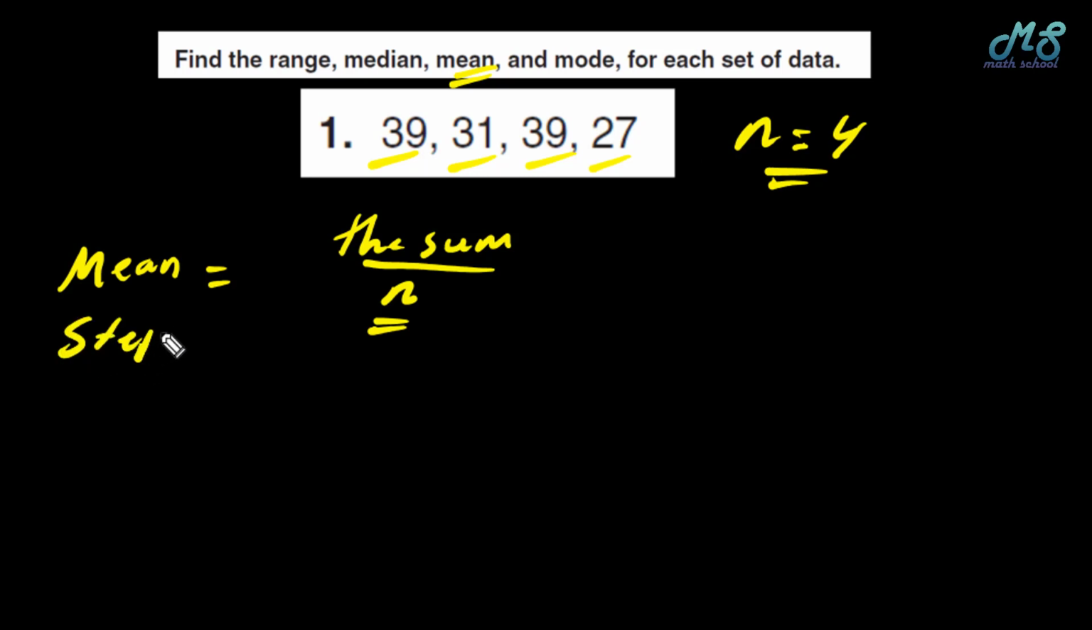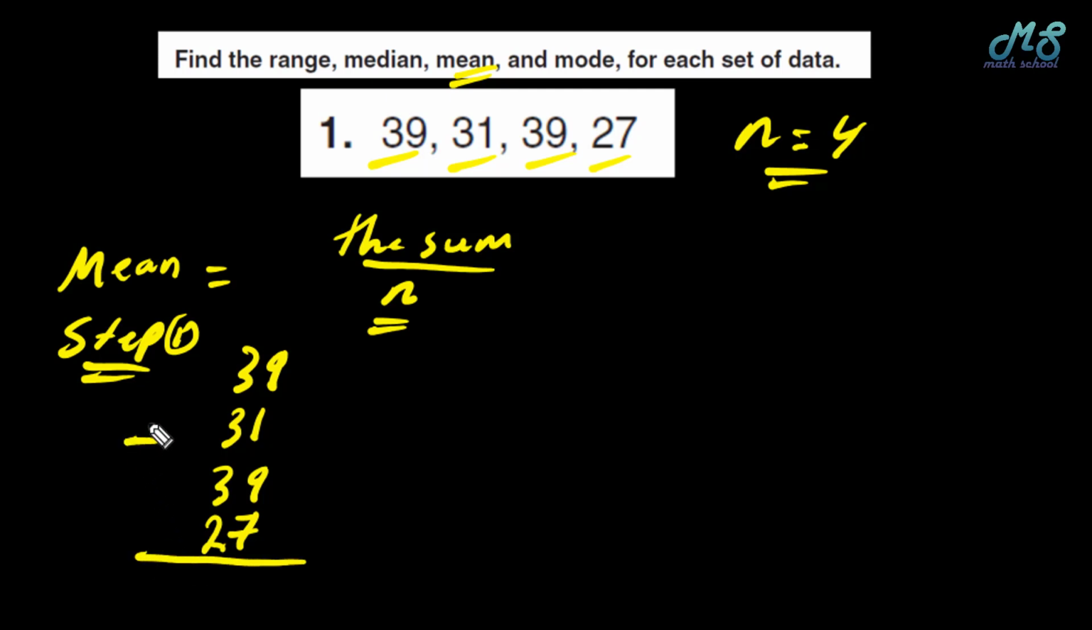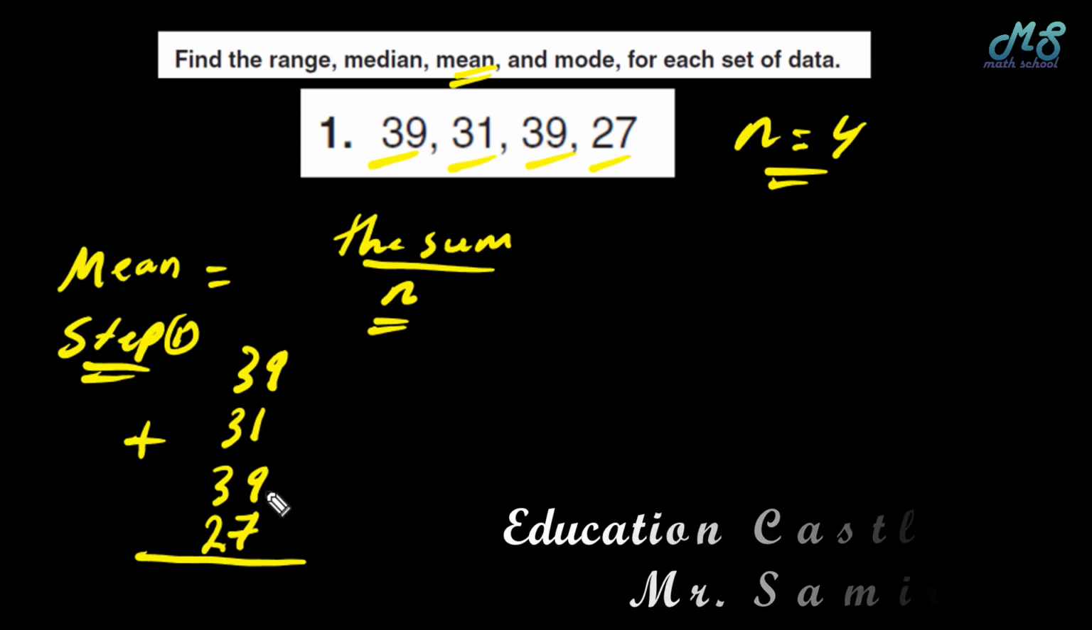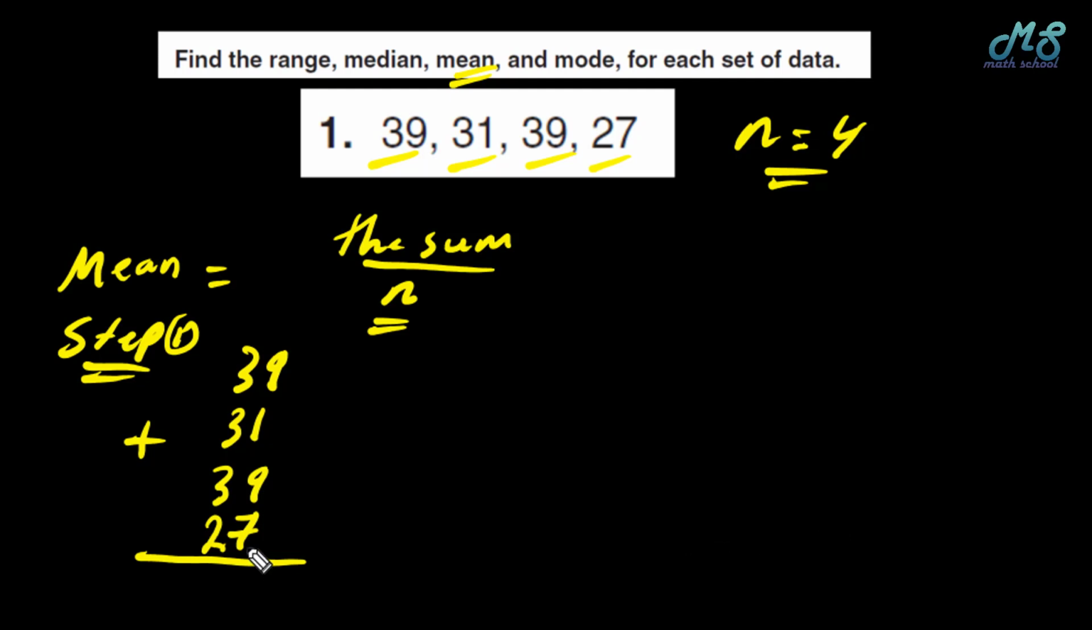Step 1, we will find the sum of all values. So just use column addition. We will align all values above each other. So 39, 31, 39, 27. Just add all values. 9 plus 1 equals 10. 10 plus 9 equals 19. 19 plus 7 equals 26.